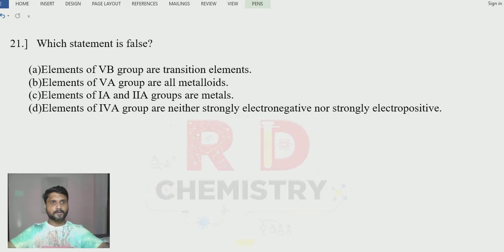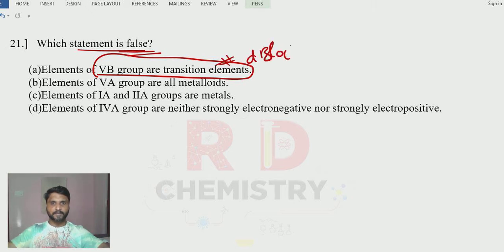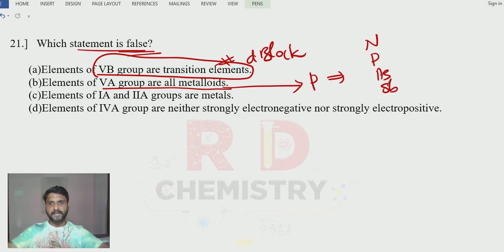Next question, which statement is a false statement here? Option A, the elements of 5th B group are transition elements. If you see the periodic table, 5th B belongs to transition elements, correct? It comes in the D block. This numbering comes in the D block. Now, 5th A groups are all metalloids. Now 5th A, if you see, comes in the P block. In the P block is the nitrogen family: nitrogen, phosphorus, arsenic, antimony and bismuth here. Nitrogen and phosphorus are non-metals.